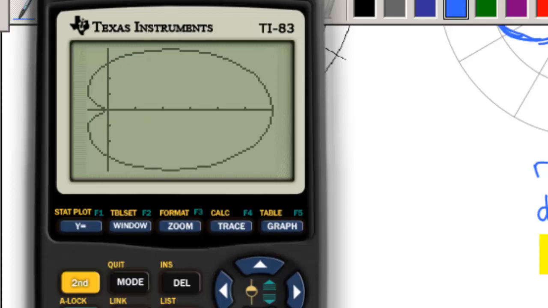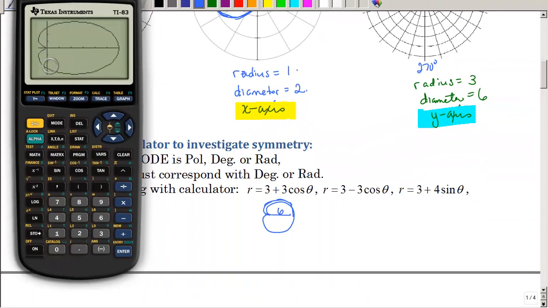So count, how far is it between here and here? 1, 2, 3, 4, 5, 6. So this is 6 wide. And then on the y-axis, count 1, 2, 3, 1, 2, 3. So up here is 3, down here is 3. And don't you think it kind of looks like a heart? Some people say like a bean, maybe a sideways apple. But let's see. Those are 3's, and if you add them, you get 6. And it's cosine. It's a plus sign. It's symmetric with respect to the x-axis.